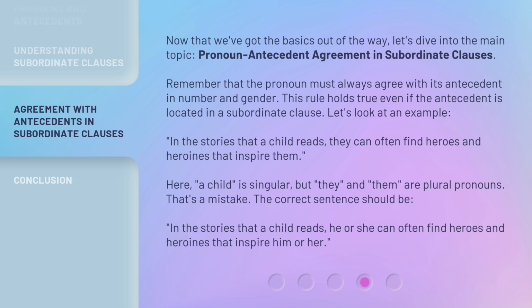"In the stories that a child reads, they can often find heroes and heroines that inspire them." Here, a child is singular, but they and them are plural pronouns. That's a mistake. The correct sentence should be, "In the stories that a child reads, he or she can often find heroes and heroines that inspire him or her."